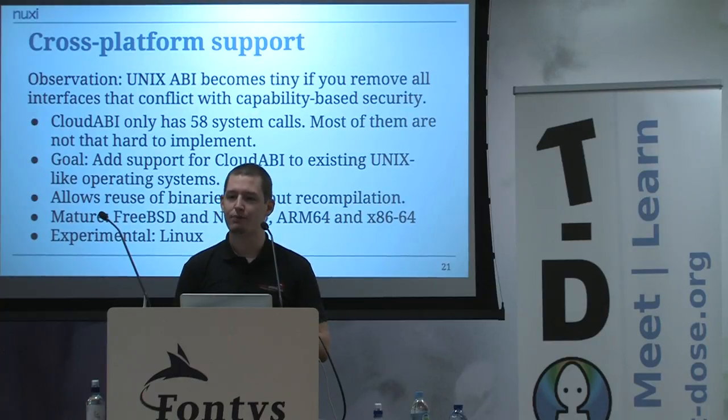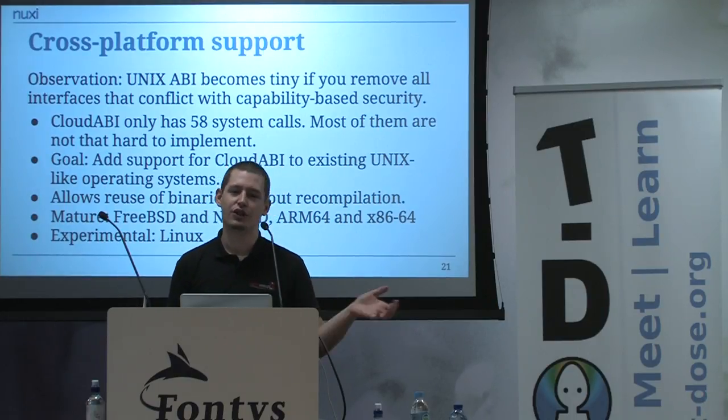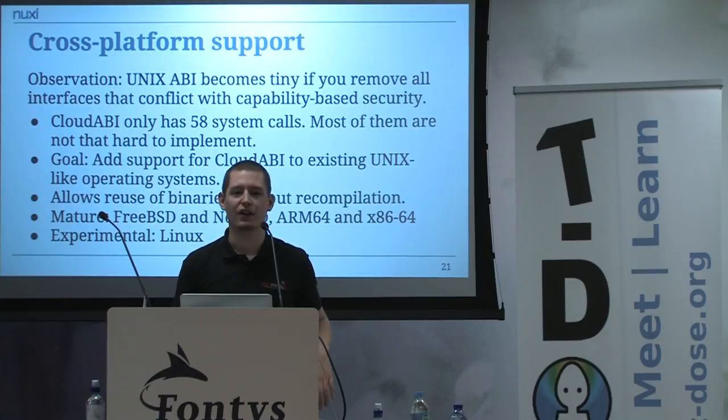So right now I have proper support for FreeBSD and NetBSD, both ARM64 and x86-64, because in my opinion those are the only two modern relevant hardware architectures that are being used. 32-bit Intel is rapidly declining and 32-bit ARM might still be used, but mainly in mobile phones, not on servers or that kind of stuff. And there's also an experimental Linux port that still needs some more polishing up.